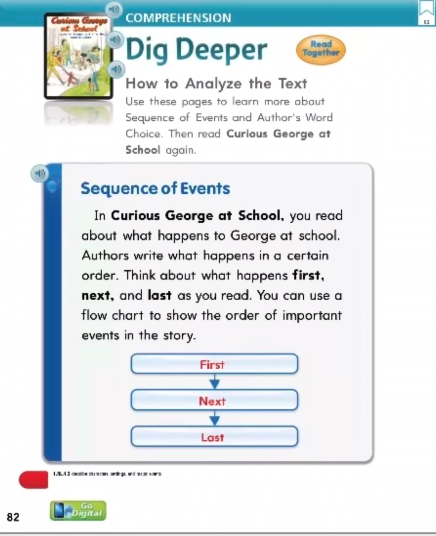Dig deeper. How to analyze the text. Use these pages to learn more about sequence of events and author's word choice. Then read Curious George at School again. Sequence of events. In Curious George at School, you read about what happens to George at school. Authors write what happens in a certain order. Think about what happens first, next, and last as you read. You can use a flow chart to show the order of important events in the story.